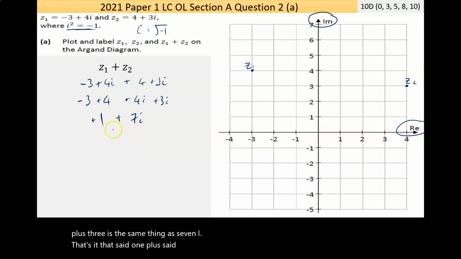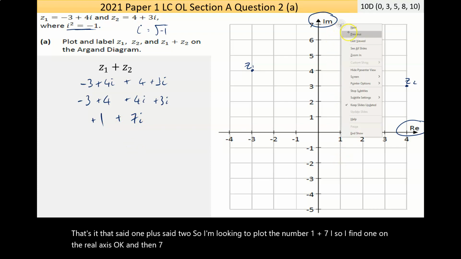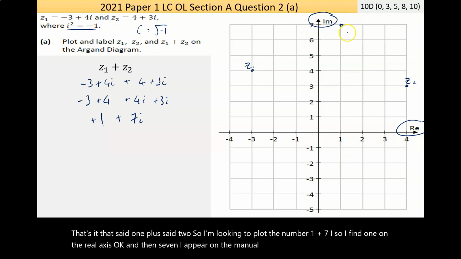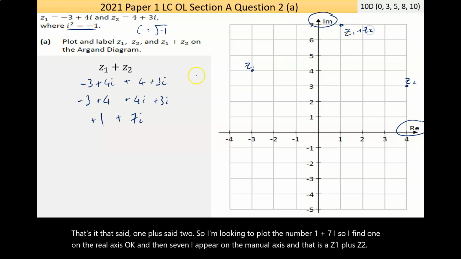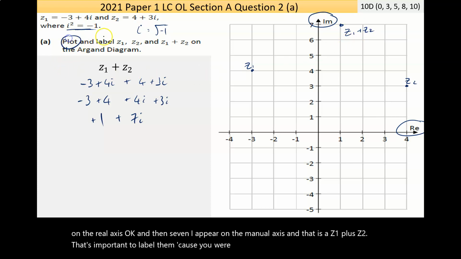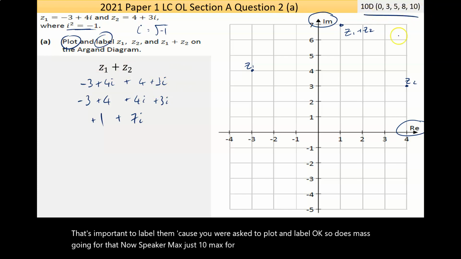So I'm looking to plot the number 1 plus 7i. I find 1 on the real axis, and then 7i up here on the imaginary axis, and that is Z1 plus Z2. It's important to label them because you were asked to plot and label, so there are marks going for that. Now, speaking of marks, there's 10 marks for this. Nice, it's a fairly handy question in terms of complex numbers.